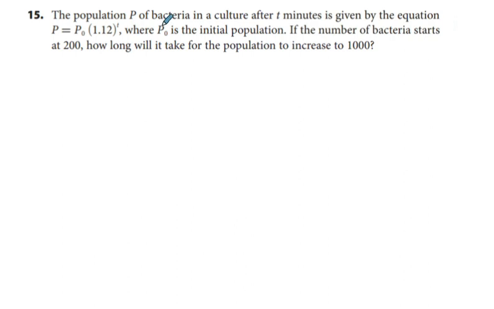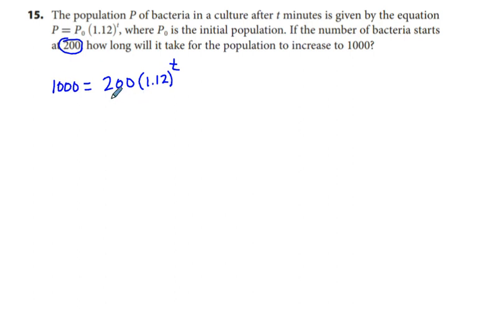Next, 15. The population P of bacteria in a culture after T minutes is given by the equation P equals P sub 0. Now, in problem 13, I used A sub t and A sub 0, but it's the same type of situation here. So we have the initial bacteria count, which is 200. That's going to be our P sub 0. So we have 200 times 1.12 to the power of T. And our final amount, the bacteria, is 1,000.